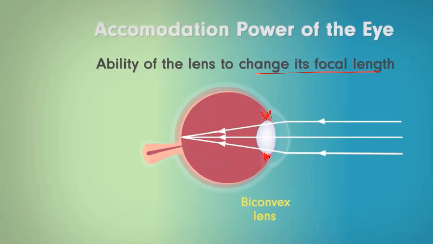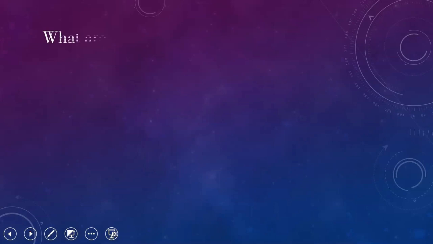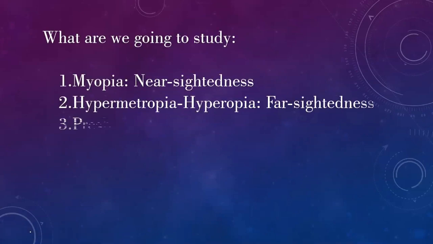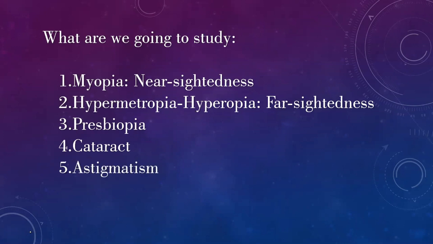Now, when due to certain reasons the lens loses this ability to make these finer changes in the focal length, defects arise. Let us see what type of defects we are going to study. In this class, we are going to study myopia, which is also called nearsightedness, hypermetropia or hyperopia, also called farsightedness, presbyopia, cataract, and astigmatism.